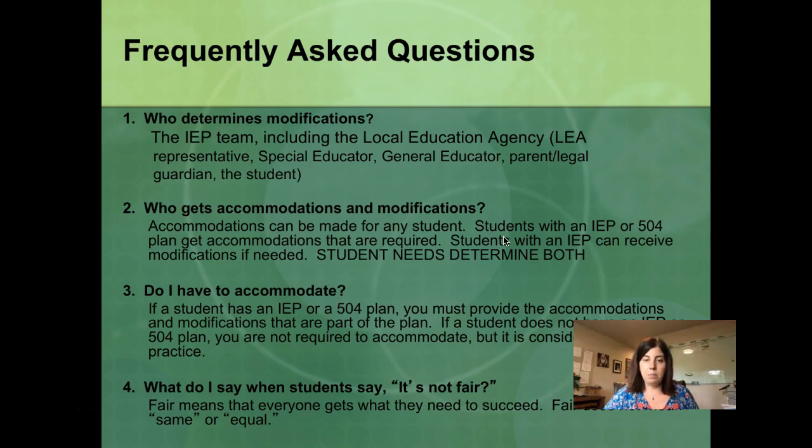And sometimes I've seen it written, what do I say when the students say, well, it's not fair that my peer only has to do every other question on the homework assignment and can type their homework and not handwrite it? Fair means that everyone needs to get what they need in order to be successful. So it doesn't necessarily need to be the same or equal, but what does that particular person need in order to be successful? And that's what's fair. So you want to get to the end result and what's best for that particular person.